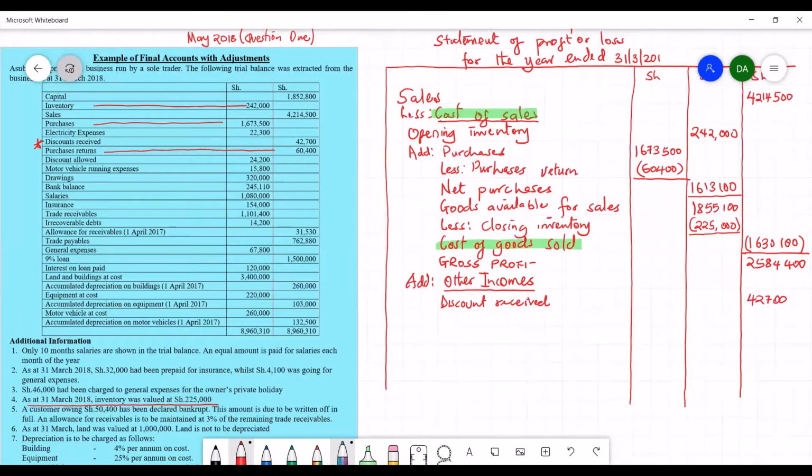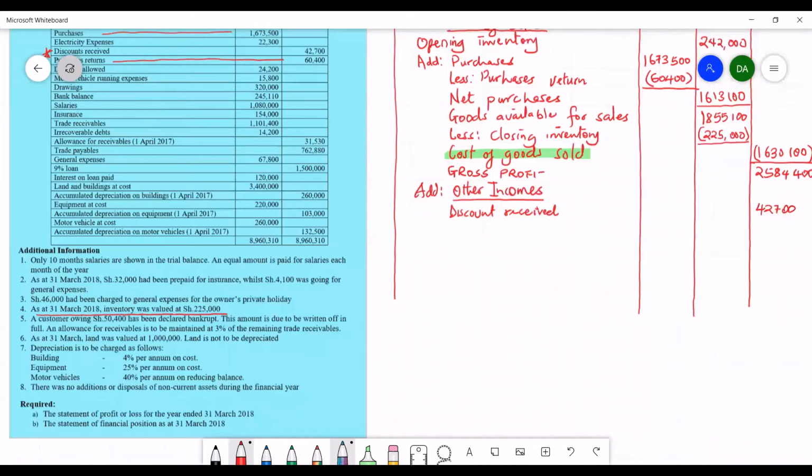And the next income that we may have, we check in the provision for bad debts. If the provision for bad debts is a decrease, then it becomes an income and should be added. In the provision for bad debts, we are told the following, in the additional information number 5. A customer owing 50,400 has been declared bankrupt. This amount is due to be written off. An allowance for receivables is to be maintained at 3% of the remaining accounts receivable or trade receivable.